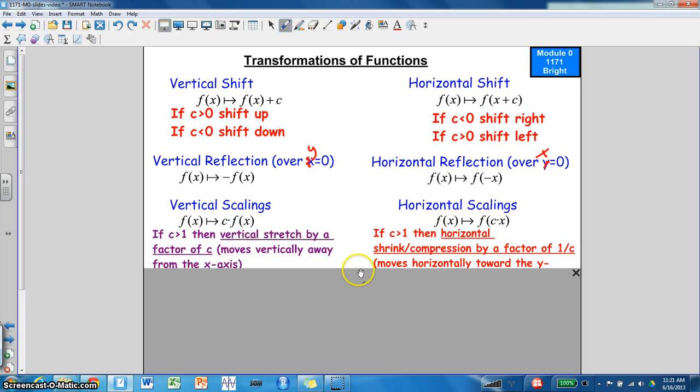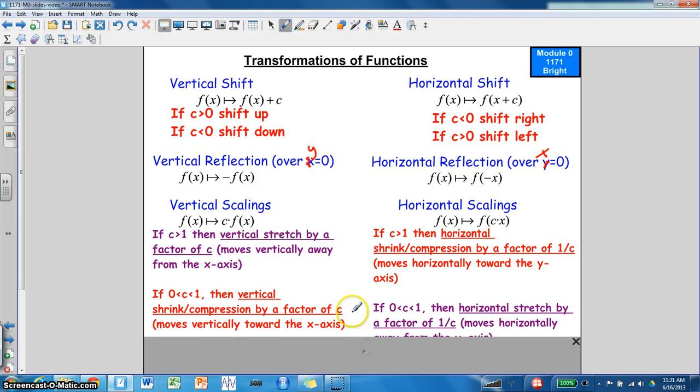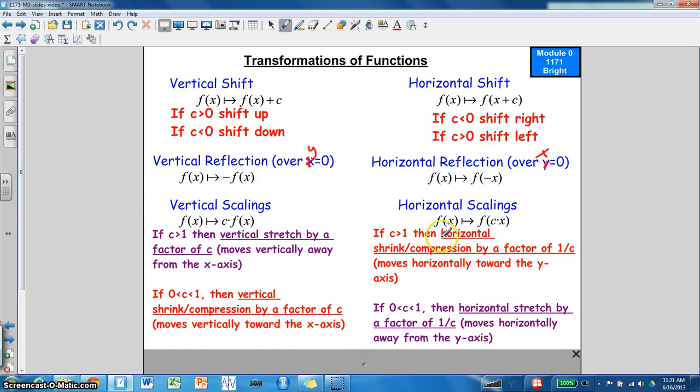Scalings, this is again where it's a little counterintuitive with the horizontals, but verticals, if you're multiplying your y value by c, if c is positive, we say that's a vertical stretch by a factor of c. If it's between 0 and 1, then it's a shrink or compression. Again, we don't account for the negative because the negative is compensated for in the reflection piece. But so you can say stretch or compression, or if you want to leave it in general and just say vertical scaling by a factor of blah, that's fine too.